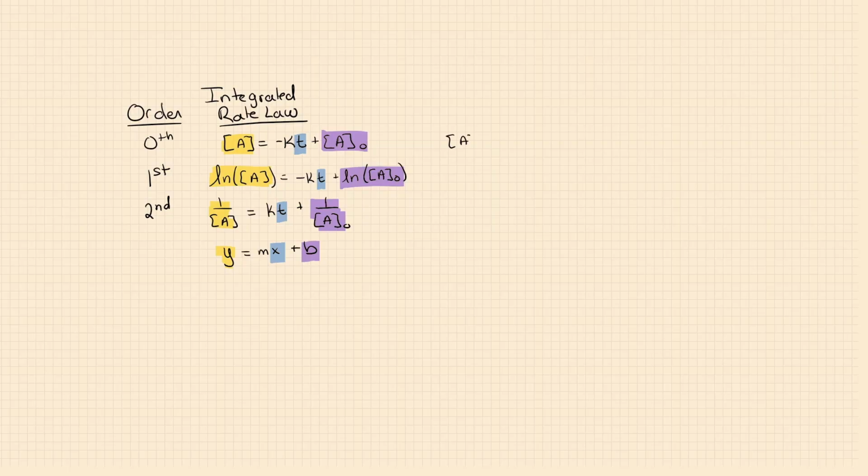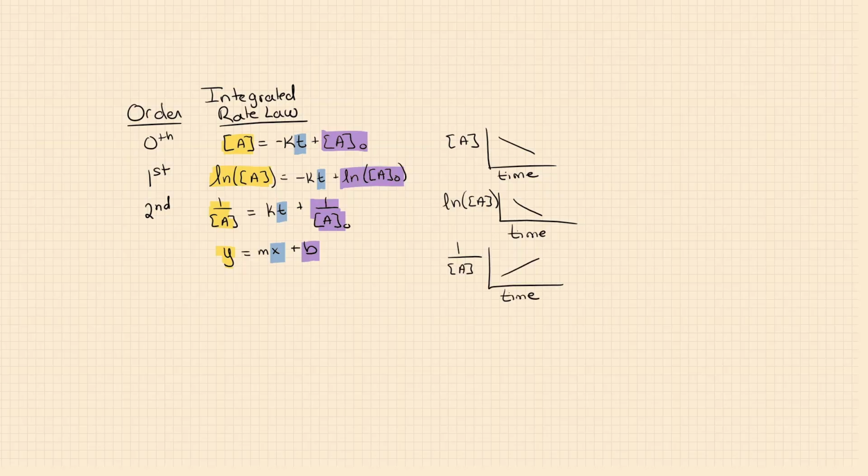So, for example, for the zero order reaction, that graph will be a line if we plot concentration versus time. Or for a first order reaction, the data will form a line if we plot natural log of concentration versus time. And for a second order reaction, 1 over concentration versus time would give us a line. These graphs also give us another way to find the units of K. Since K is the slope in these equations, we can take our y-axis divided by our x-axis, and that will give us our units of K.